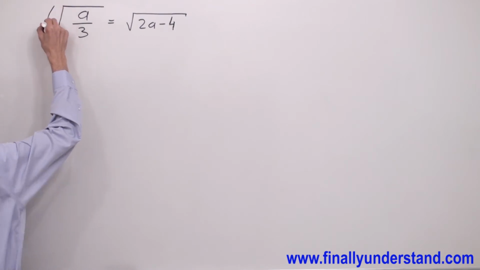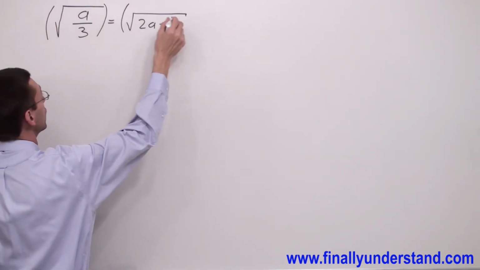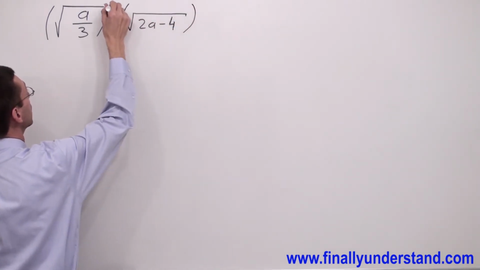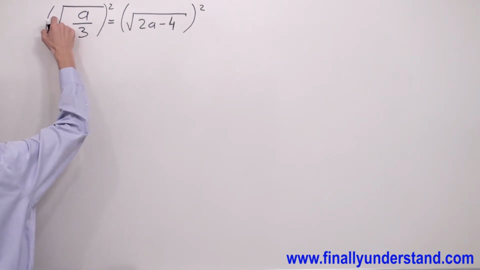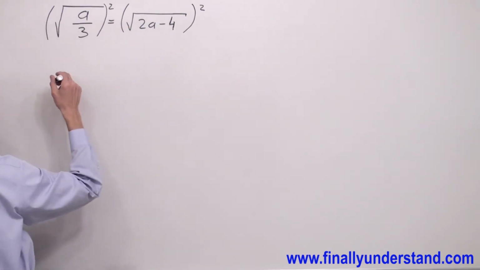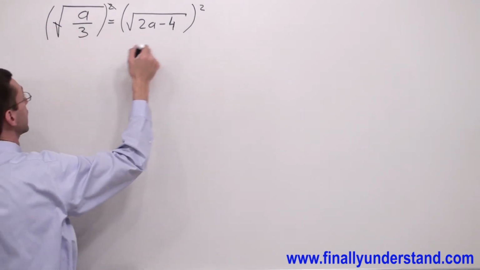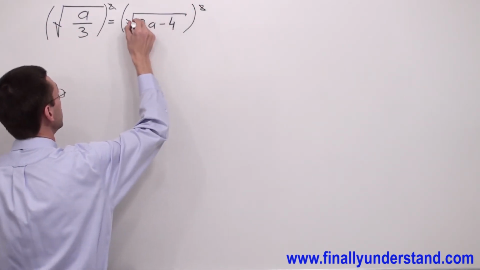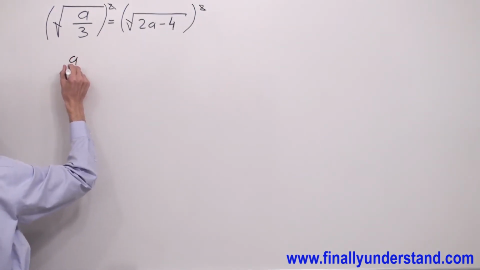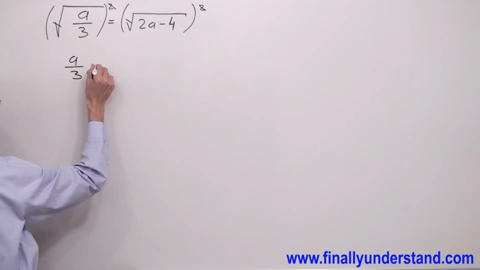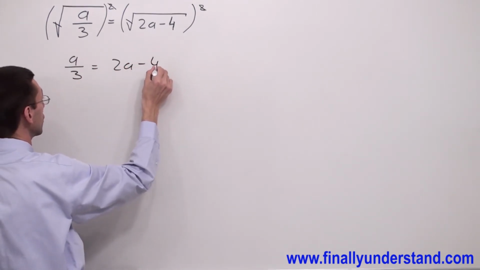That's why I have to raise both sides, because I have square roots on both sides, to the second power. Why to the second? Because this is the second order radical. This exponent is going to eliminate this sign, and this exponent is going to eliminate this sign. My equation is going to look like this right now: a over 3 equals 2a minus 4.